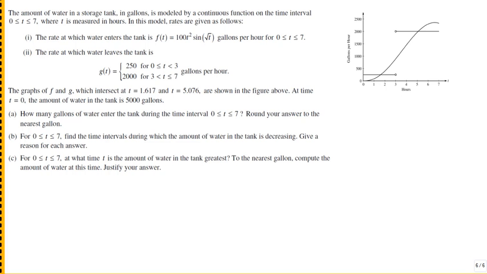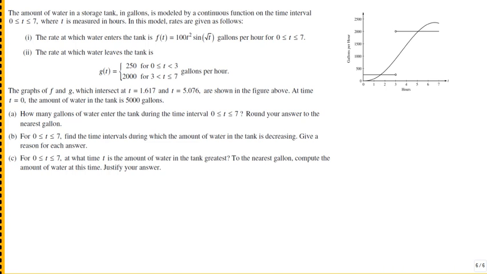The next problem: the amount of water in a storage tank, in gallons, is modeled by a continuous function on the time interval from 0 to 7, where t is measured in hours. In this model, rates are given as follows. The rate at which water enters the tank is f(t) = 100t² sin(√t) gallons per hour for 0 to 7, and the rate at which water leaves the tank is g(t) = 250 for 0 to 3 and 2000 for 3 to 7 gallons per hour.